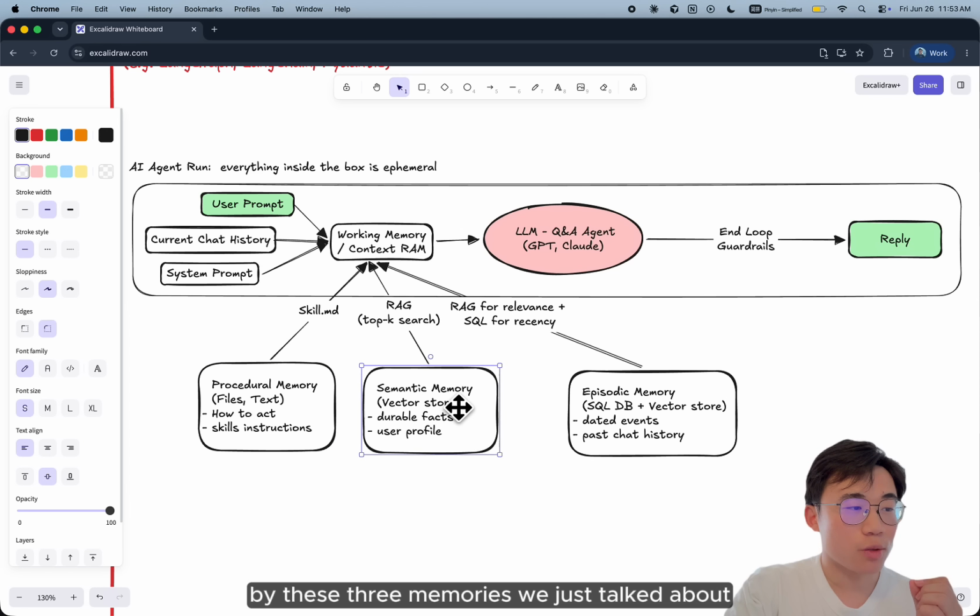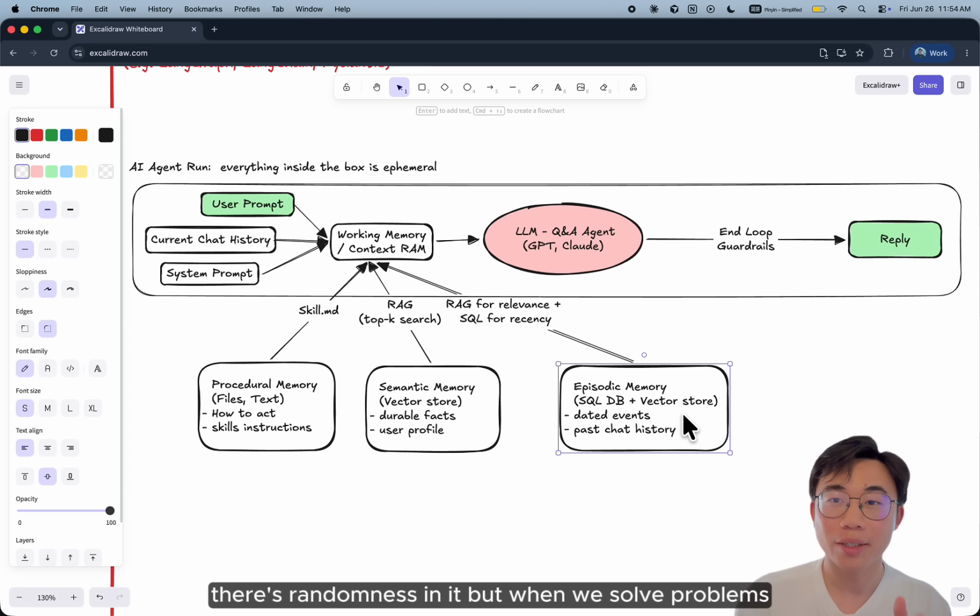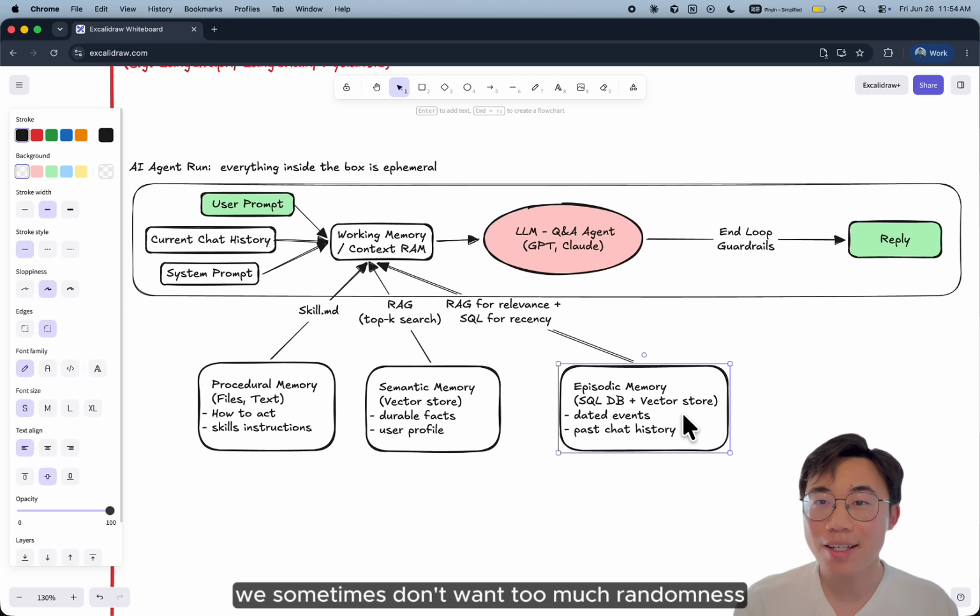the way we want. For those of you who study statistics or machine learning, you would understand that a large language model is actually predicting the probability of the next word that it should spit out. When everything comes with probability, there's randomness in it. But when we solve problems, we sometimes don't want too much randomness. So that's why we need to have good control over this technology.